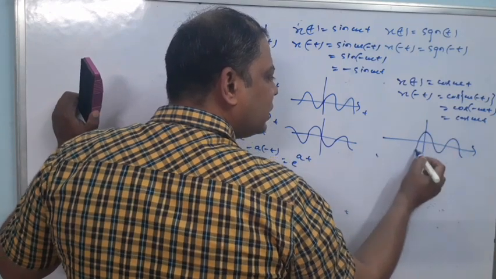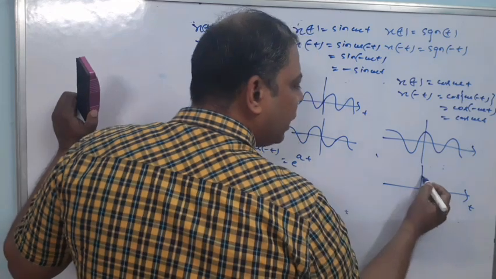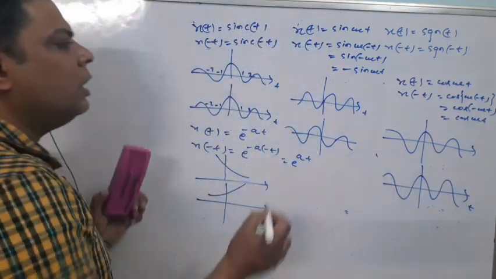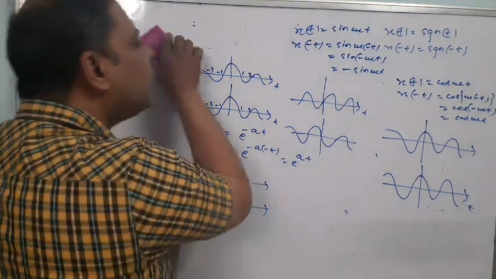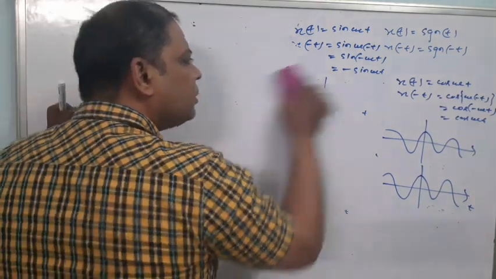This is the cosine signal. Now after folding, or after the time reversal operation, you will find the same signal. In case of cos, you will find the same signal. Okay. So any signal you have, you can plot the folded version of the signal.